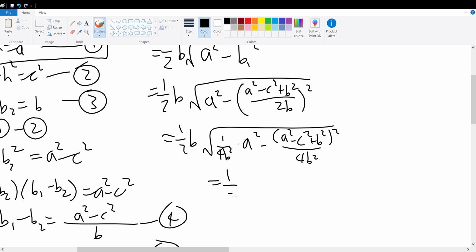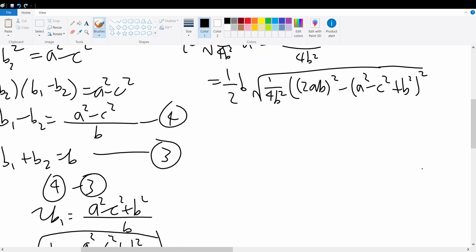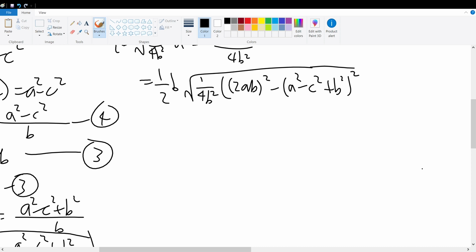From this, we can factor 1 over 4b squared, as both terms have a common denominator of 4b squared. So this becomes half b multiplied by the square root of 1 over 4b squared, now factored out to be 2ab squared minus a squared minus c squared plus b squared, squared. And we see that 2ab squared minus the parentheses a squared minus c squared plus b squared, squared is written in the form of a squared minus b squared.